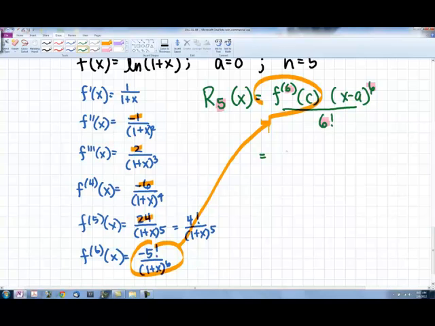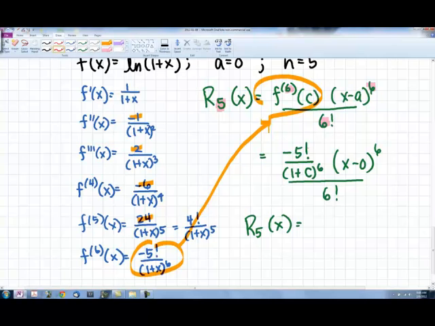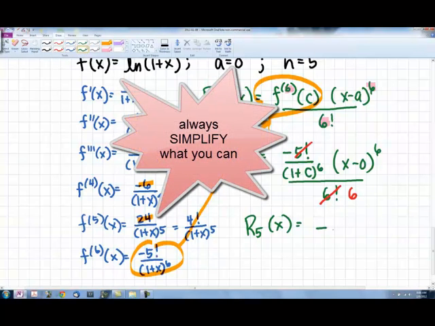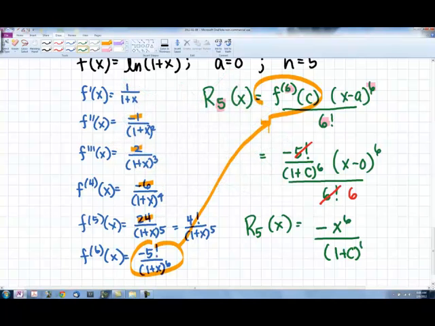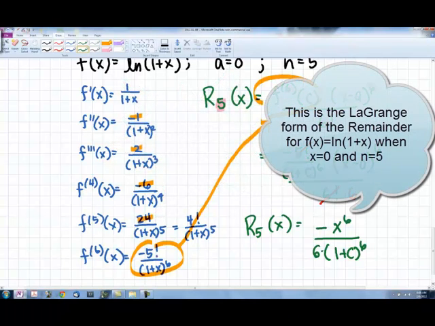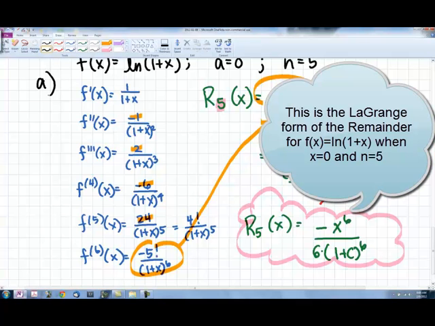So my remainder is going to be negative 5 factorial over 1 plus c to the sixth times x minus 0 to the sixth all over 6 factorial. R sub 5 of x equals, I have a 5 factorial and a 6 factorial that can cancel, and it's going to leave me with a 6. So I have negative x to the sixth over 1 plus c to the sixth times a 6 on the bottom.